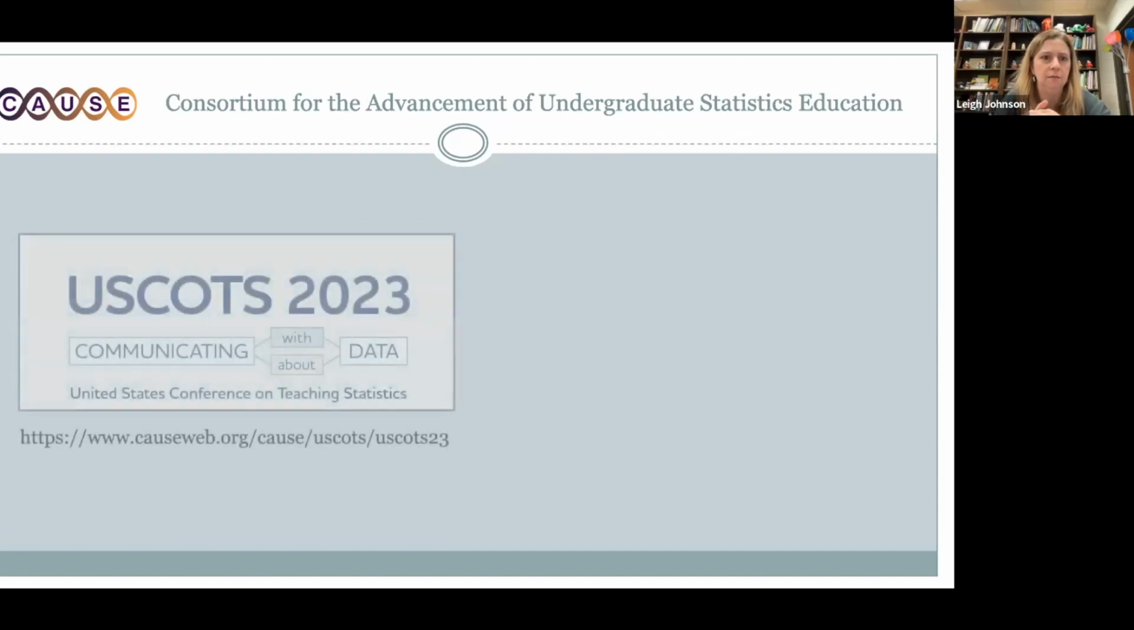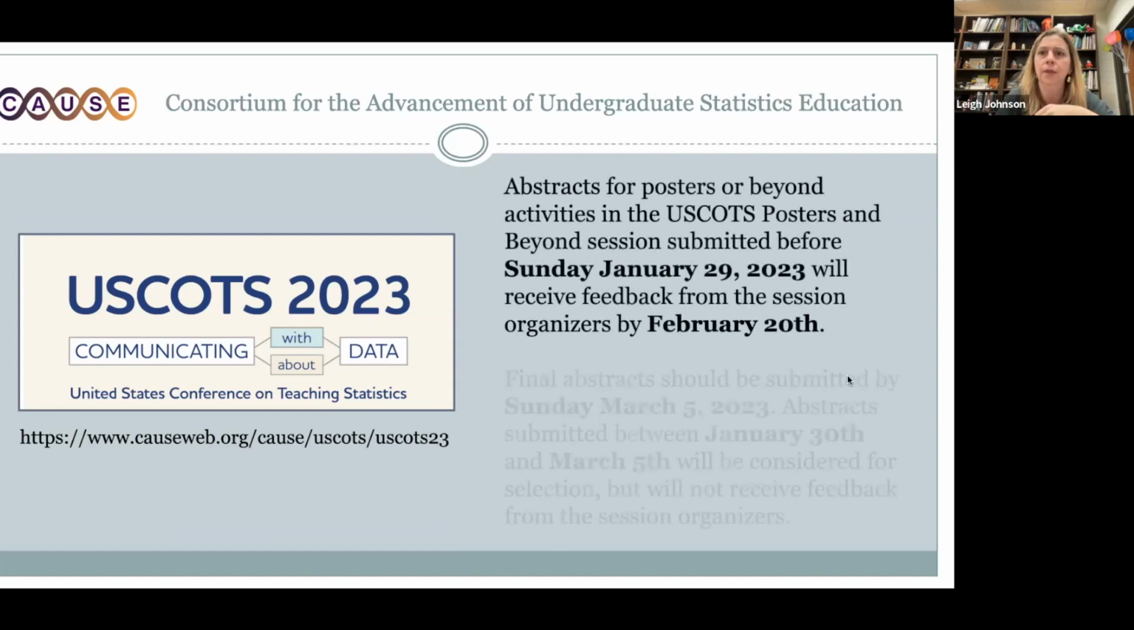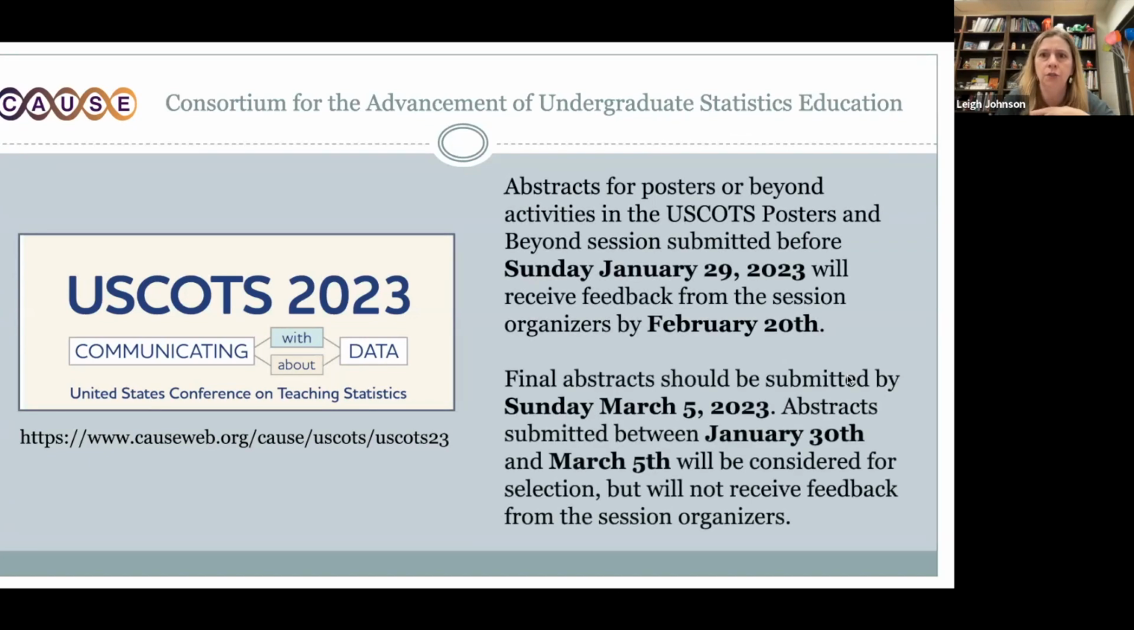Coming up here, USCOTS 2023, we are deep in planning for USCOTS. There is the link. At this point, they've just opened the call for posters and beyond. Those proposals are due Sunday, January 29th. If you would like feedback, there is still an opportunity to submit an abstract after that. The final deadline is March 5th, but it's always nice to get a little feedback from the session organizers on your poster submission.